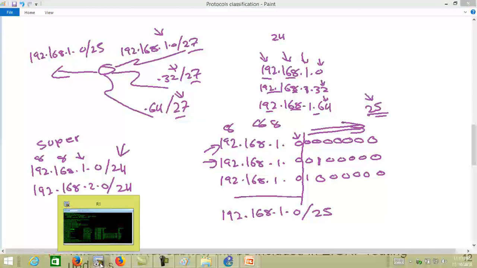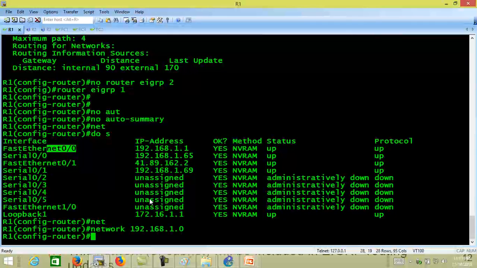And I have digressed way from this. So anyway, we're at the network statement.